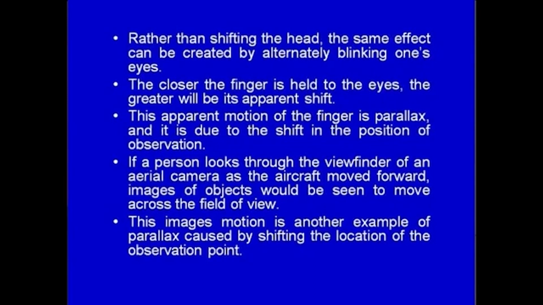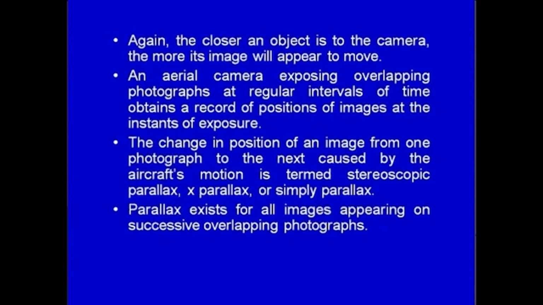If a person looked through the viewfinder of an aerial camera as the aircraft moved forward, the images of objects would be seen to move across the field of view. This image motion is another example of parallax caused by shifting the location of the point of observation. Again, the closer an object is to the camera, the more its image will appear to move.